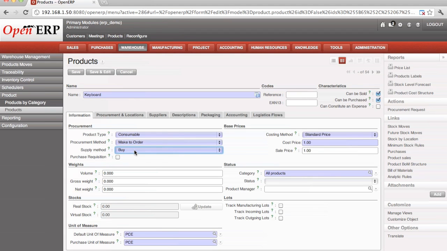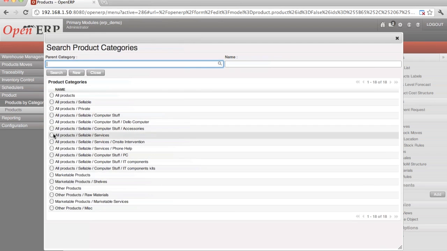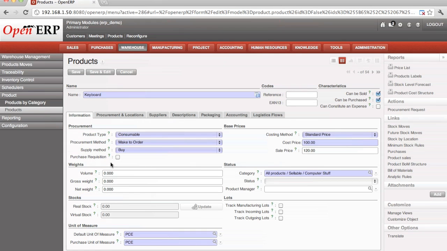Then you can specify other details like the costing method, the cost price and its sale price. You can also specify its volume, net and gross weight. You can link it up to the required category. To track the lots, you can check these boxes for tracking the manufacturing, incoming and outgoing lots. You can specify the unit of measure for the product.